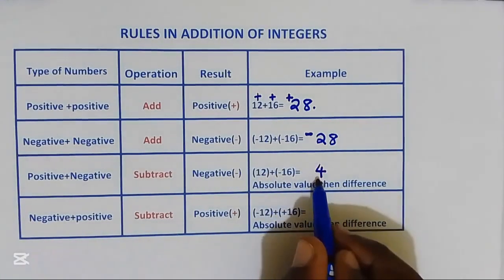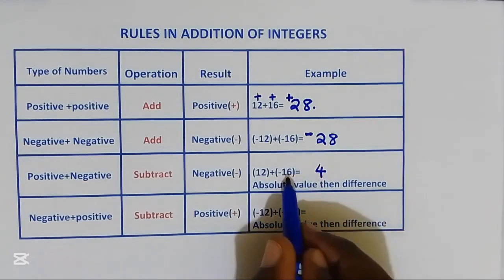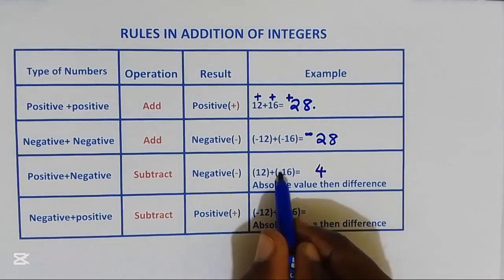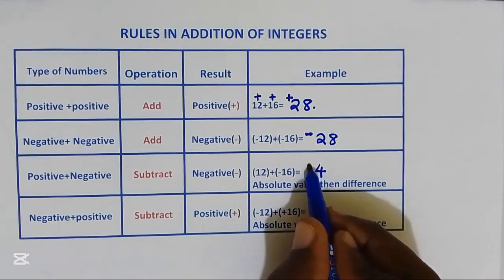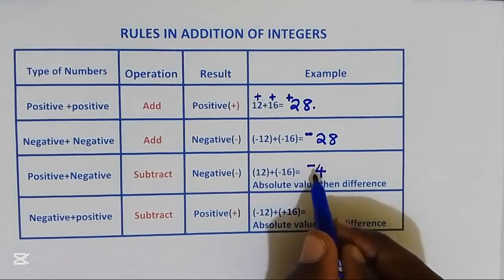Now, what is the sign of 4? The sign of 4 is going to be the sign of the big number. Now, the big number carries negative. This also is going to carry negative.